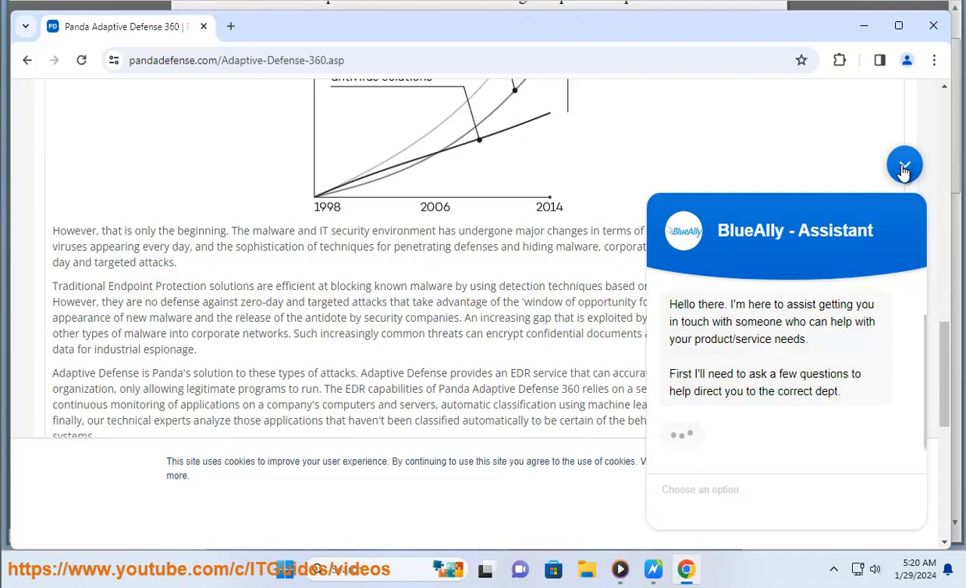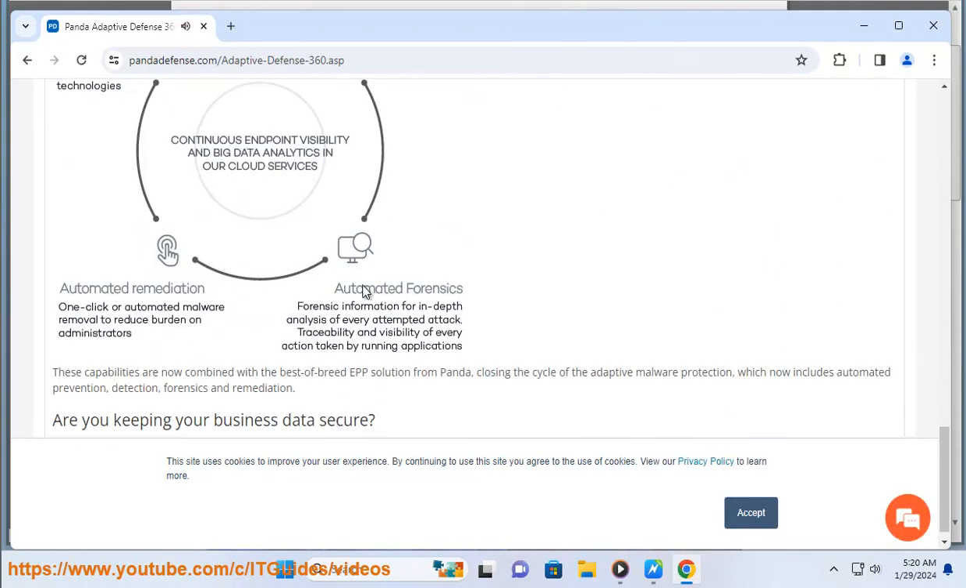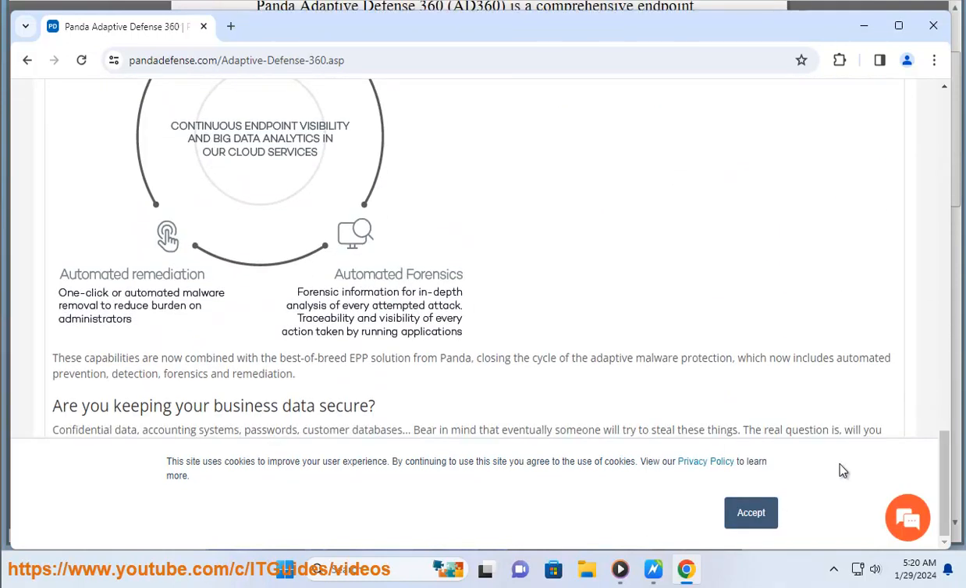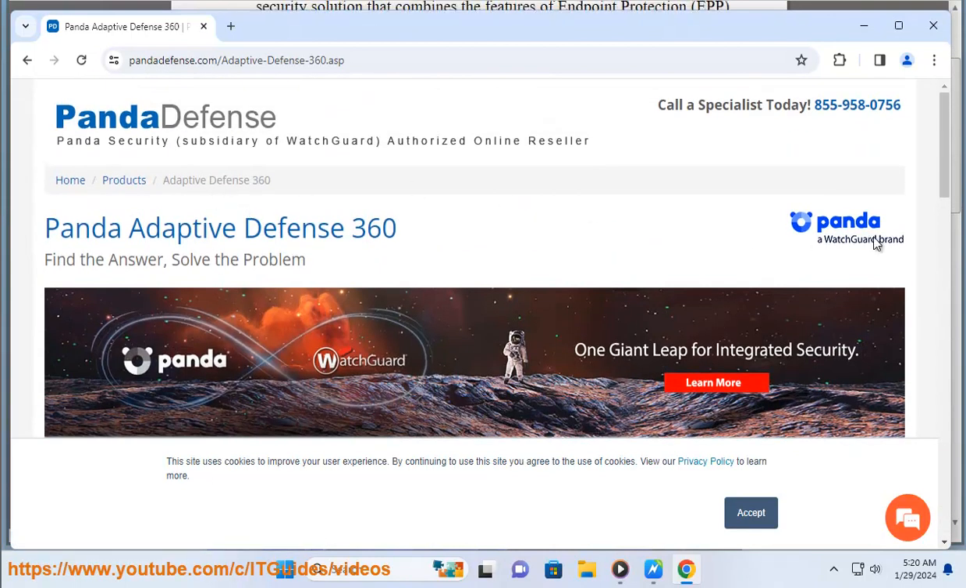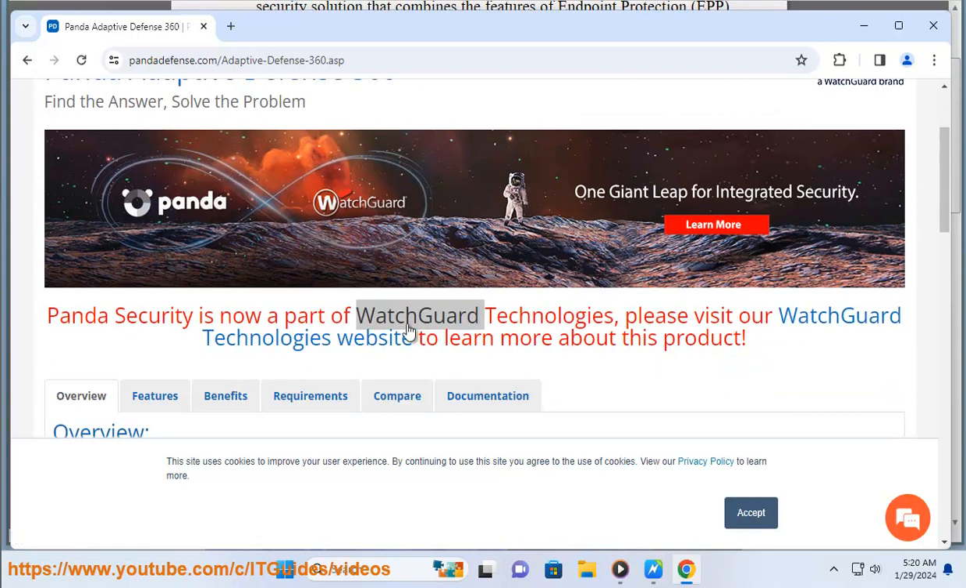AD360's Zero Trust Application Service and Threat Hunting Service detect and classify 100% of processes running on all endpoints, ensuring complete visibility and control. It also includes encryption, patching, remote monitoring and management, and data protection features to help with regulatory compliance.